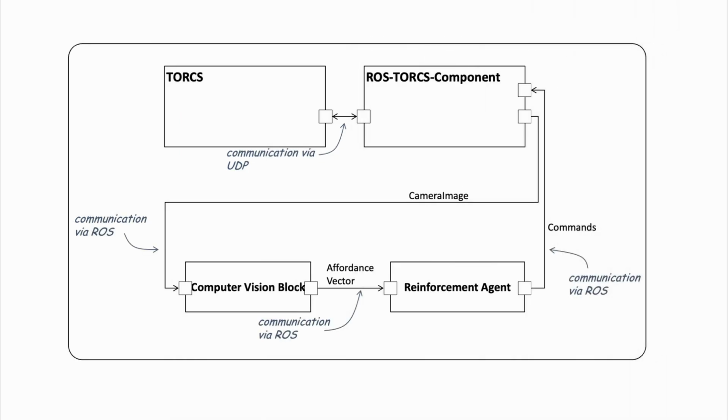The software is made up out of 3 different components. The RWTH component interfaces with the Open Racing Car Simulator, TORCS, which is used as the driving environment. An affordance component generates affordance vectors, which are then used by a control agent to steer the car. The communication between all of the components is facilitated via ROS connections. The RWTH component interfaces with TORCS via shared memory.